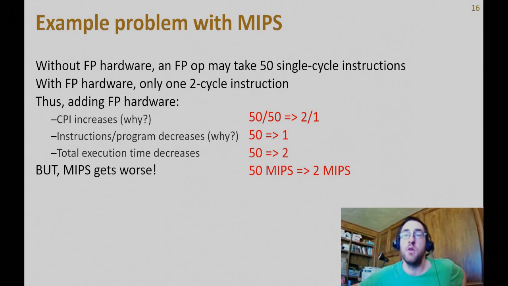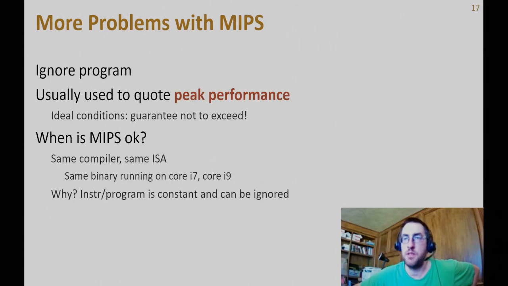But your millions of instructions per second is worse. And that's because you're executing fewer instructions to get the same job done. So this is one of the fundamental problems with MIPS. MIPS gives a benefit to being lazy and executing more instructions that have a lower cycle time. So MIPS ignores the program.